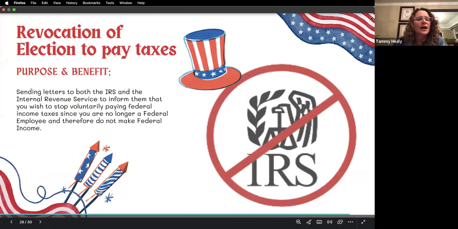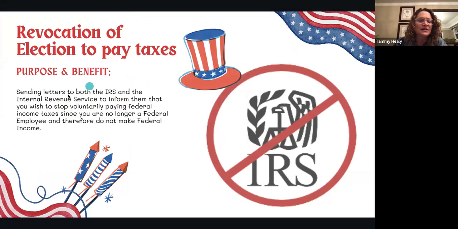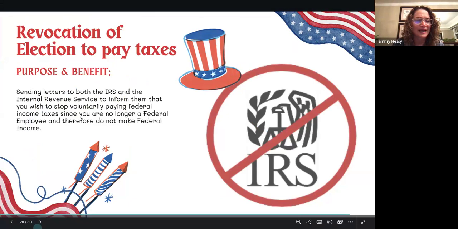Okay. All right. Your revocation of election to pay taxes. Now, the purpose and benefit of this is you are sending letters to both the IRS and the Internal Revenue Service. I would say the IRS and the Internal Revenue Service are two different corporations. We were led to believe that the IRS was just an acronym for Internal Revenue Service, but the IRS is a corporation, a municipal corporation.